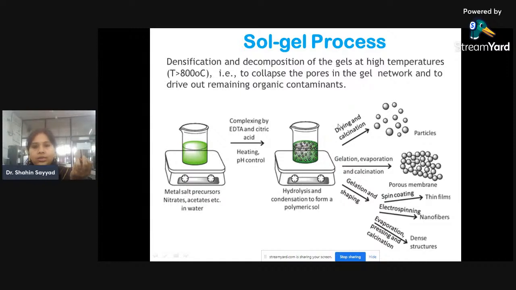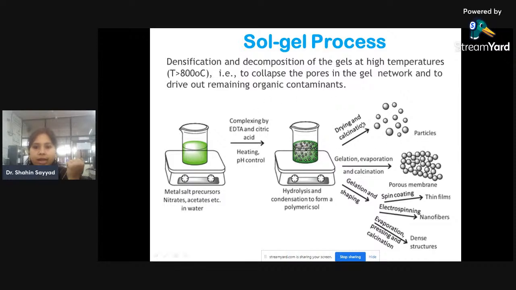So now the advantage of the sol-gel process is that by having different temperature treatments, you have different shapes. You can get particles, you can get a porous membrane, you can get a thin film, you can get nanofibers, or you can get a dense structure. Okay. That means up to here your process is the same, just after that, what type of thermal treatment you give will decide the dimension, size as well as shape.